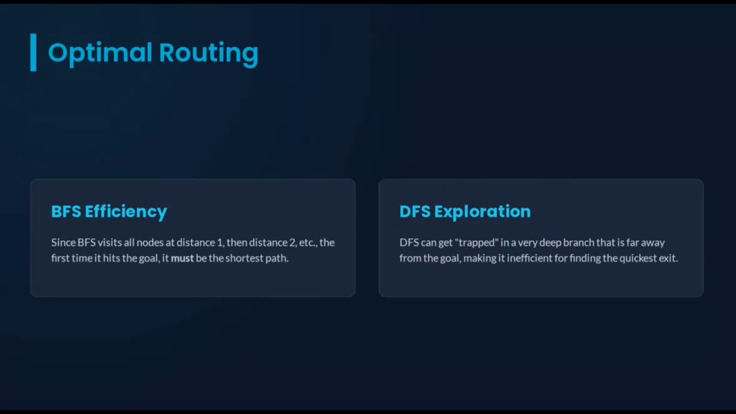This slide basically reinforces the key takeaway from the previous one. BFS efficiency explicitly states why BFS finds the shortest path. Its level by level exploration means that the first time the goal is found, it's at the smallest possible distance from the start.